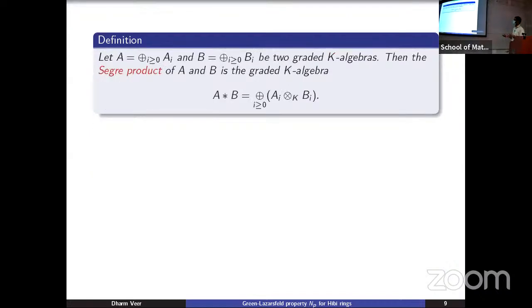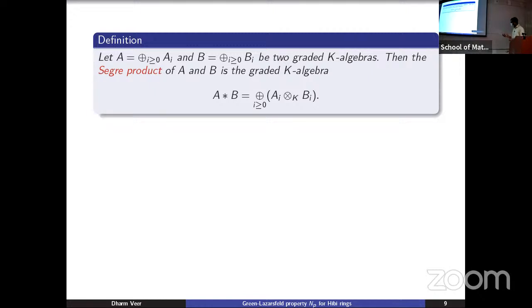Right. So now what the Segre product is: let A and B be two graded K-algebras. Then the Segre product of A and B is a graded K-algebra denoted by A star B, such that the ith component of it is A_i tensor B_i. So observe that A_i and B_i are two K-vector spaces, and we are taking the tensor of them over K, and then we are taking the direct sum for all i.